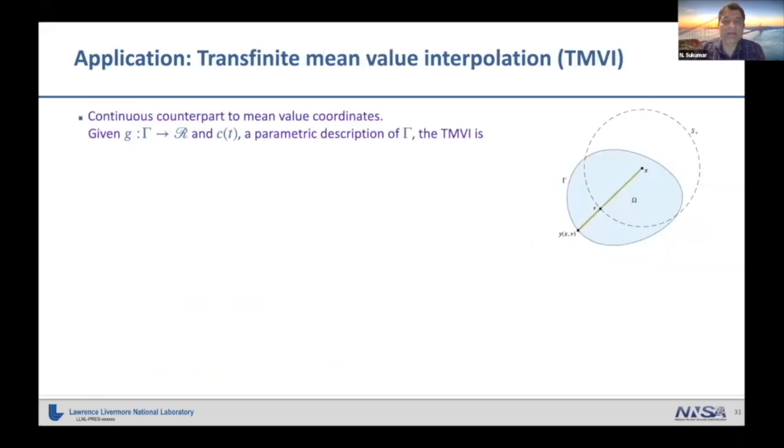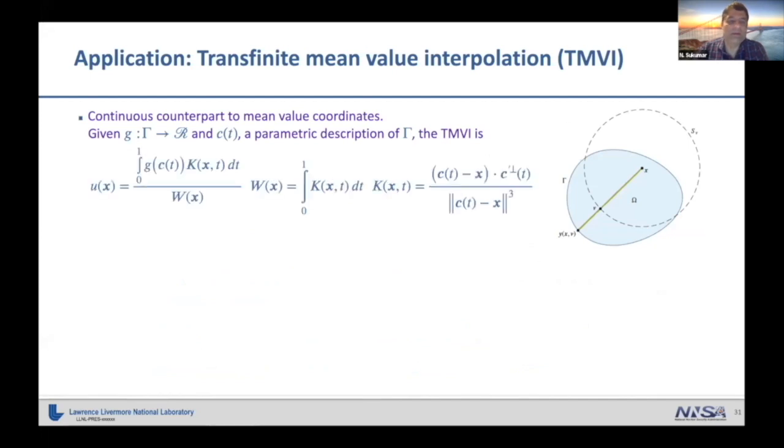And the last example is on transfinite mean value interpolation. So this is something coming from generalized barycentric coordinates: how do you interpolate over curved shapes, right? If you want to get a transfinite interpolant, it was done initially by Dyken and Floater in this paper. So basically you have a kernel function.